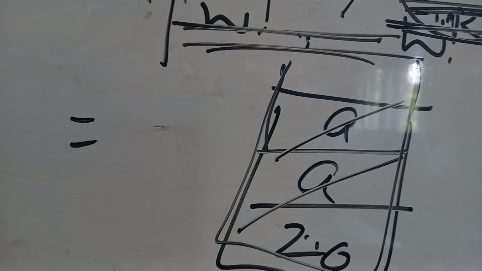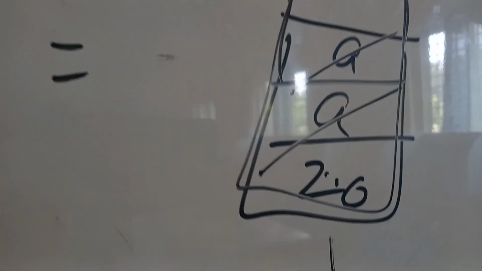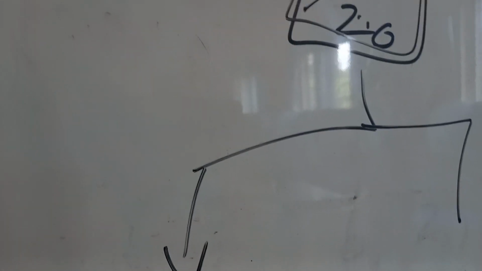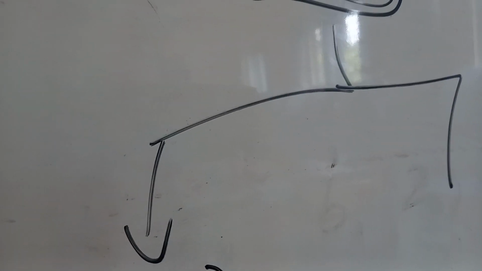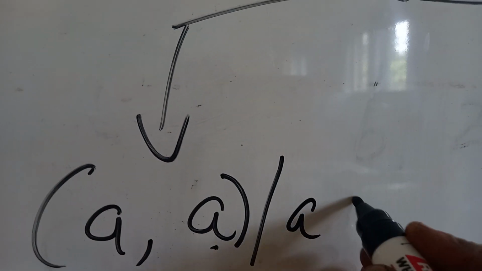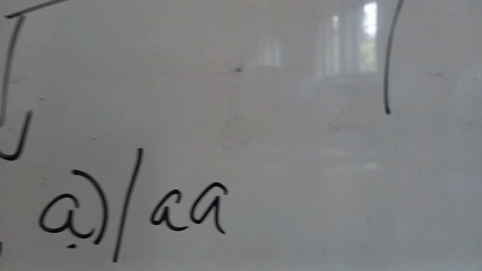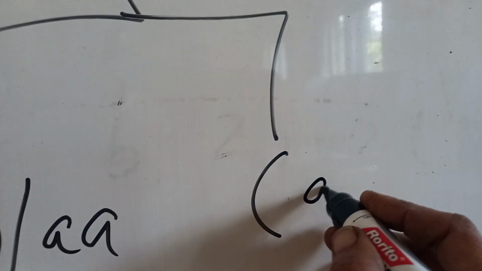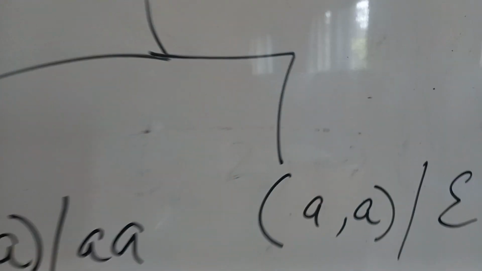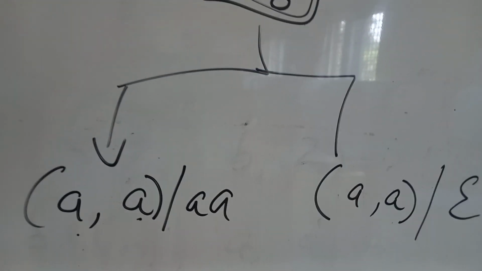So for this case we will consider two cases. If the input symbol is a and the top of the stack is a, simply I will perform the push operation. And in another case, if the input symbol is a and the top of the stack is a, I will perform the pop operation. I need to consider these two cases.